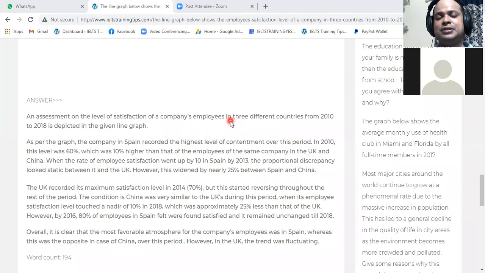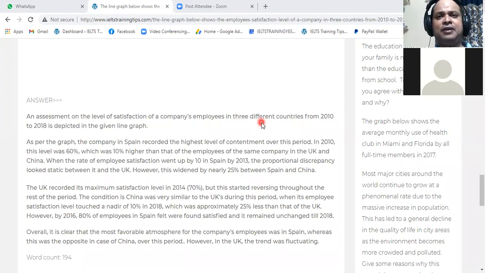The countries are not mentioned here, so it is not mandatory to mention the country names. It is not mandatory to write that it is given in percentages, because we are going to write these things in the body paragraph. Definitely we have to mention the three different countries in the coming paragraph. So we don't need to include that in the introduction here.